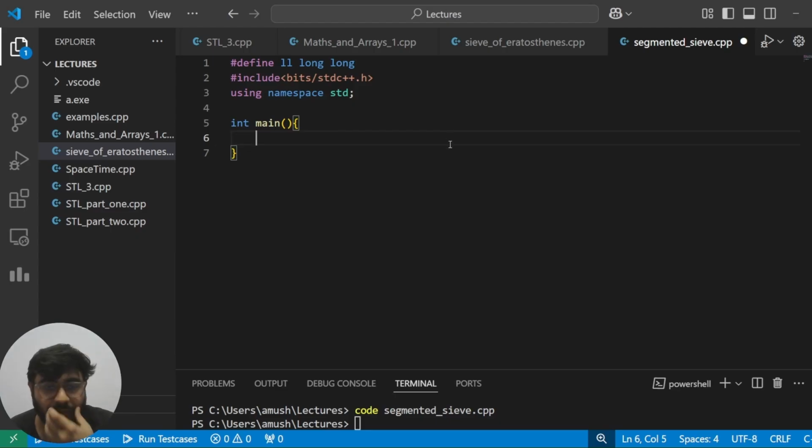Okay, so let's start with the segmented sieve algorithm. First of all, we'll take our two inputs. Since these numbers can be very big, they might not fit in the normal int range. Because of that, we have taken long long. So we'll take two inputs, the values of L and R.